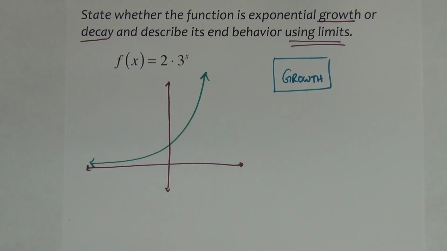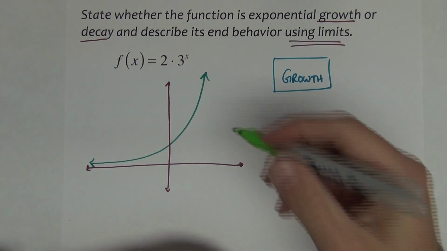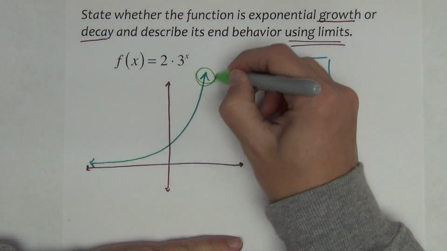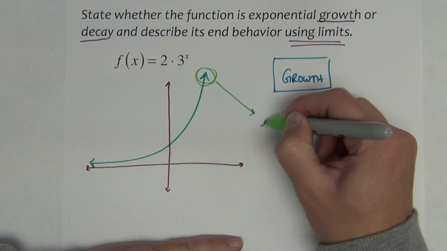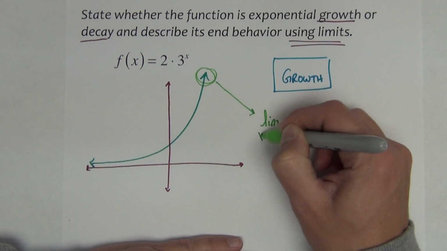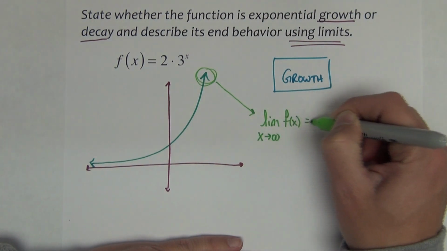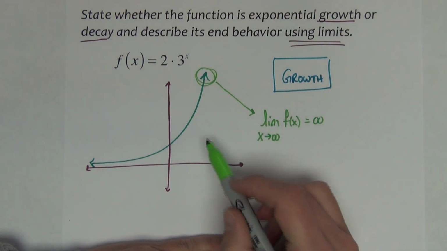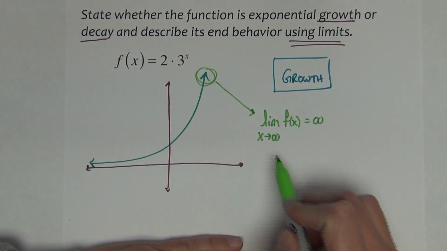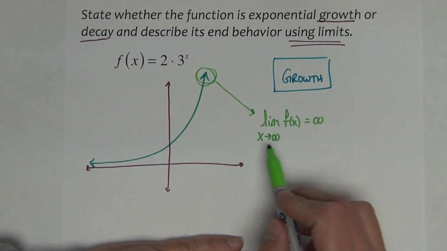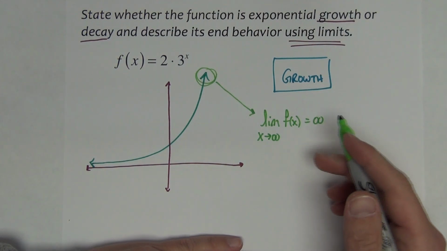Okay. Now describe its end behavior using limits. The limits describe what's happening on the left and right side. So what's happening right here, I would say the limit as x approaches infinity of the function equals infinity. Because as we're going to the right, function's going up. So that's infinity to the right, infinity going up.